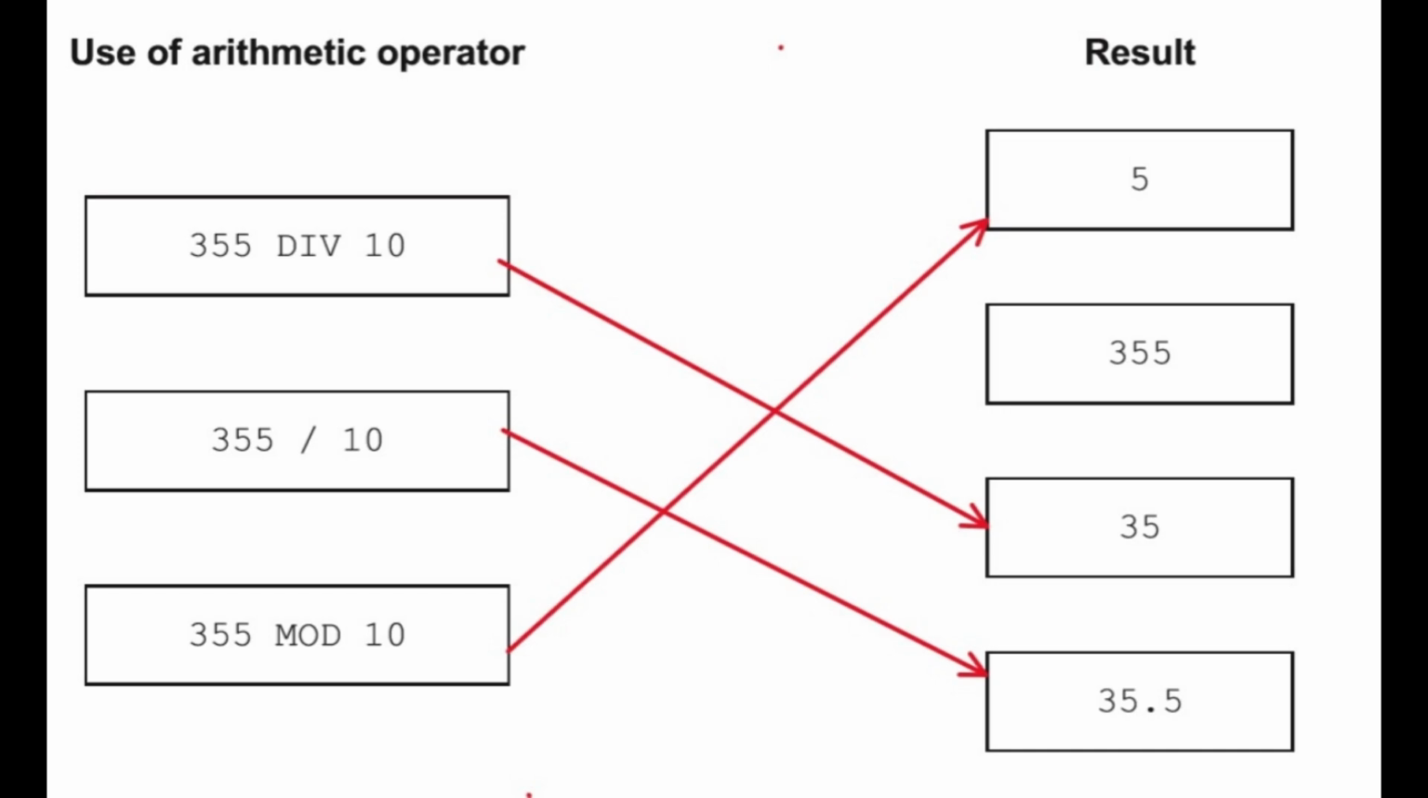And lastly, 355 mod 10 means when 355 is divided by 10, the remainder is what we get for this operator, for the use of the mod operator. So when we divide 355 by 10, we get 5 as a remainder. So let's connect that with 5.